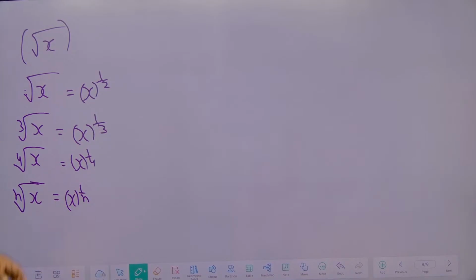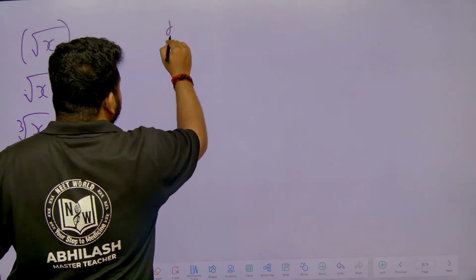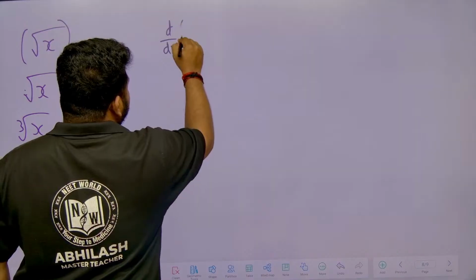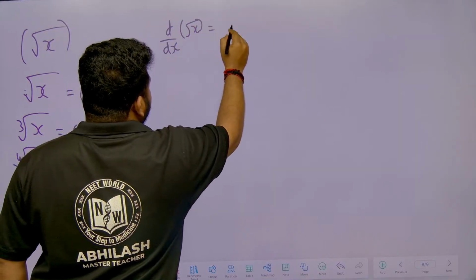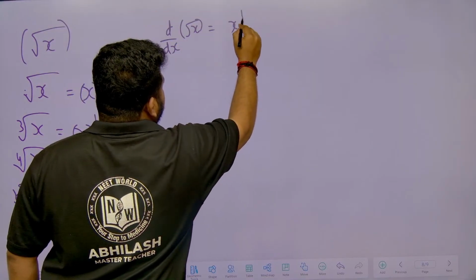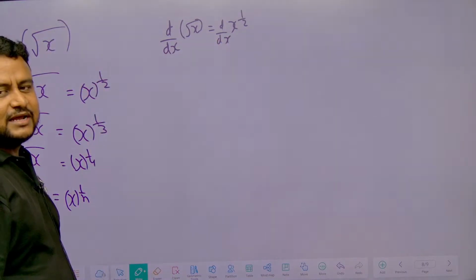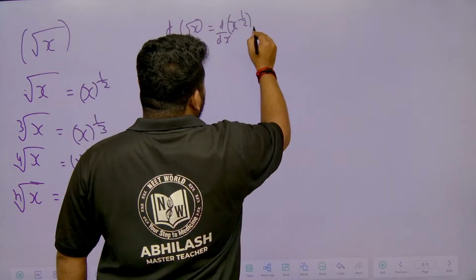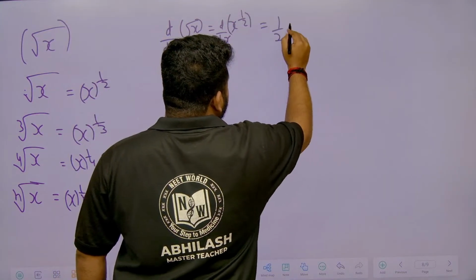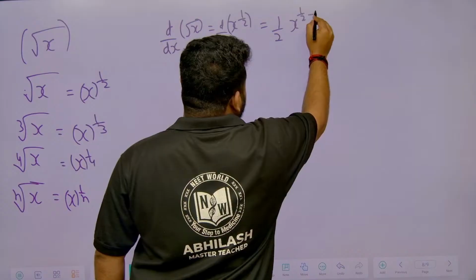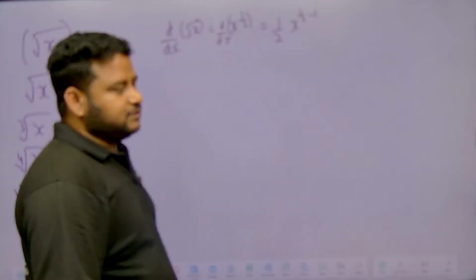If they give differentiation of square root of x, d by dx of square root of x, what will you do first? You will write it as x to the power of 1 by 2, d by dx of x to the power of 1 by 2. So if I apply the first formula, 1 by 2 will come down, x to the power of 1 by 2 minus 1.